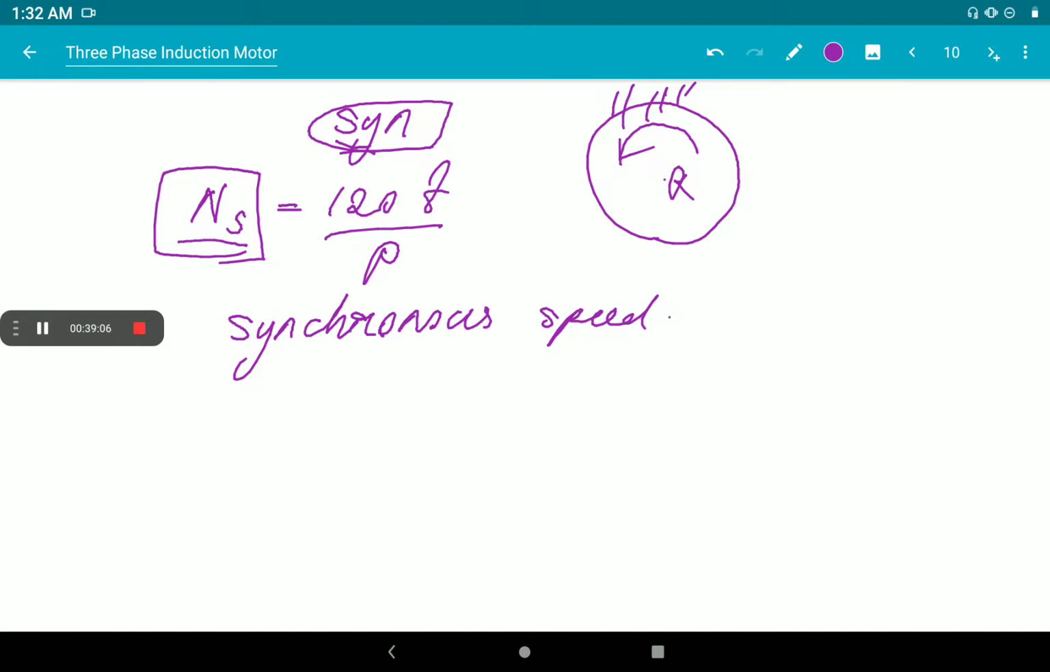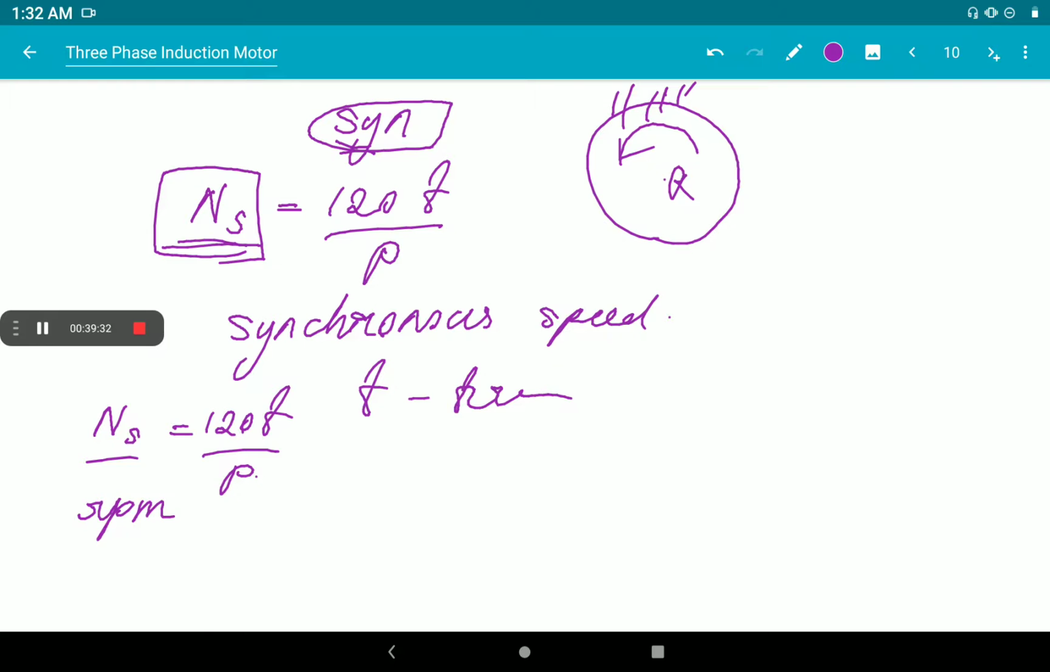Synchronous speed is the speed of the rotating magnetic field. Ns is represented as 120 F by P. If you wonder how this equation for Ns is obtained: F is the frequency, and Ns means it is the revolutions per minute.